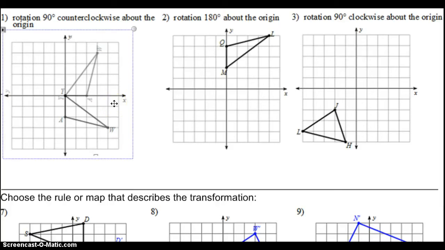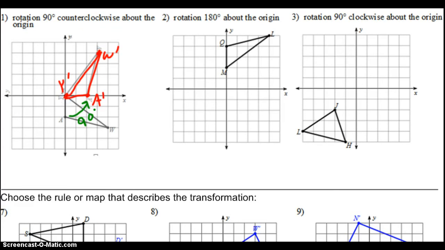So you can kind of see that when I rotate my figure, A prime is going to be right here, W prime is going to be right there, and Y does not move because Y is in the center of rotation. Notice that I've moved all of those points 90 degrees counterclockwise. So you can go ahead and draw in Y prime, W prime, and A prime, and connect those to draw your figure.